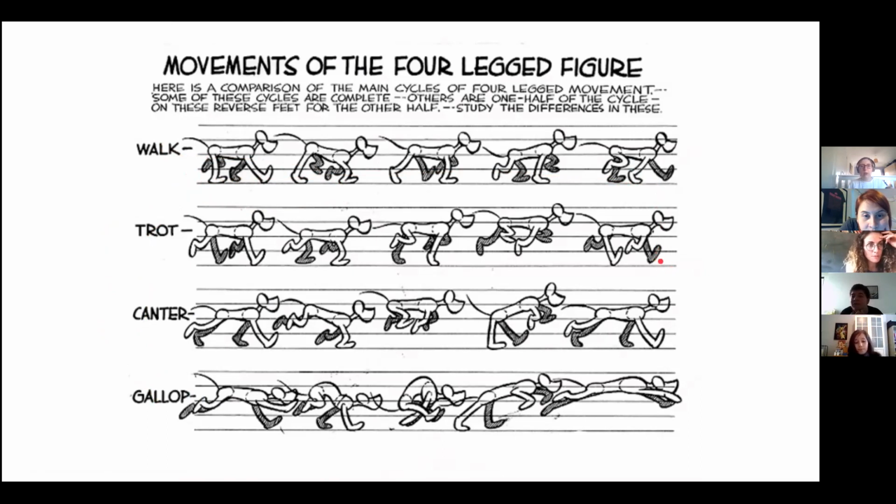Second is trot. It's an energetic walk. It's not a run, it's very jumpy.